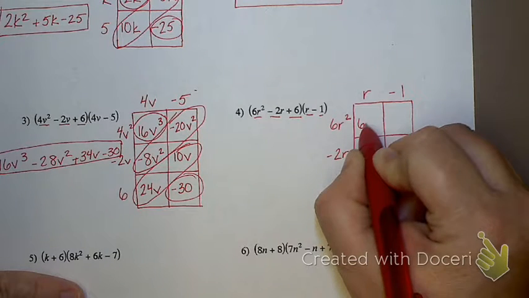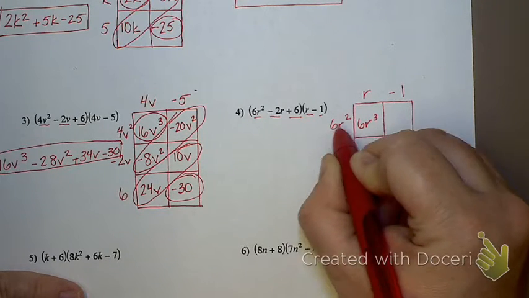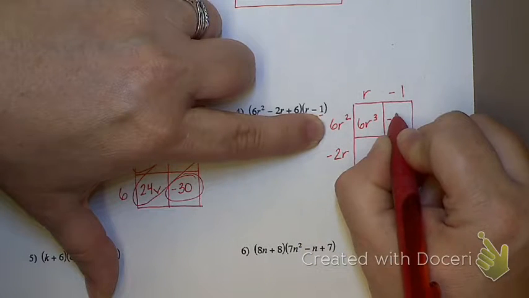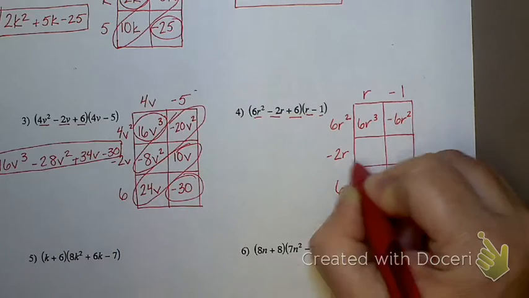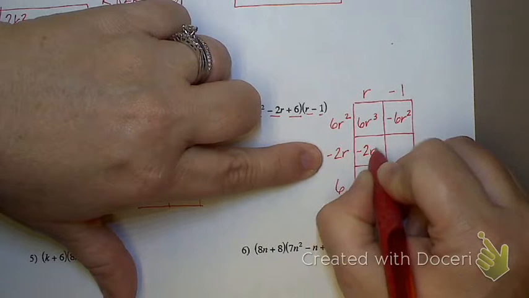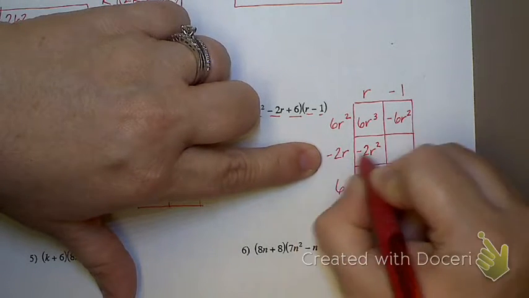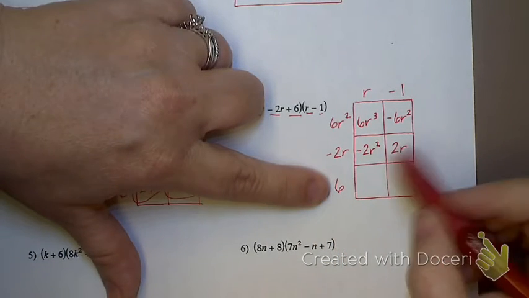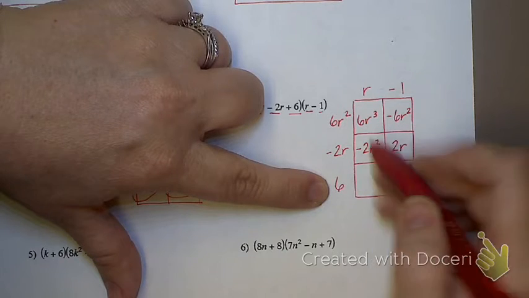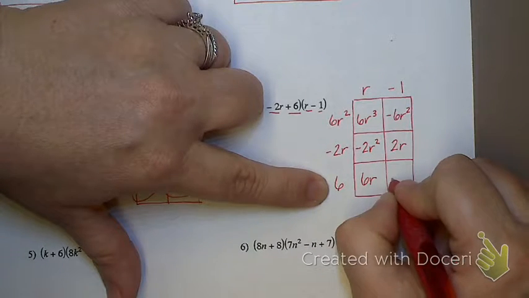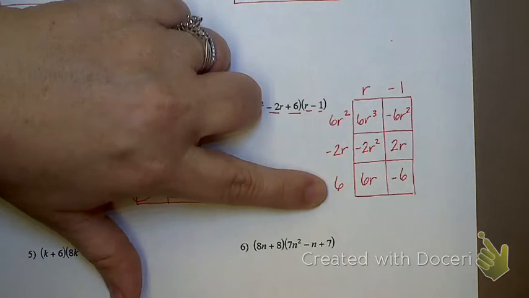Right here I have 6r cubed, because 6r squared times r, and then 6r squared times negative 1 would be negative 6r squared. Negative 2r times r would be negative 2r squared, and negative 2r times negative 1 would be positive 2r. Last row, 6 times r would be 6r, and 6 times negative 1 would be negative 6.